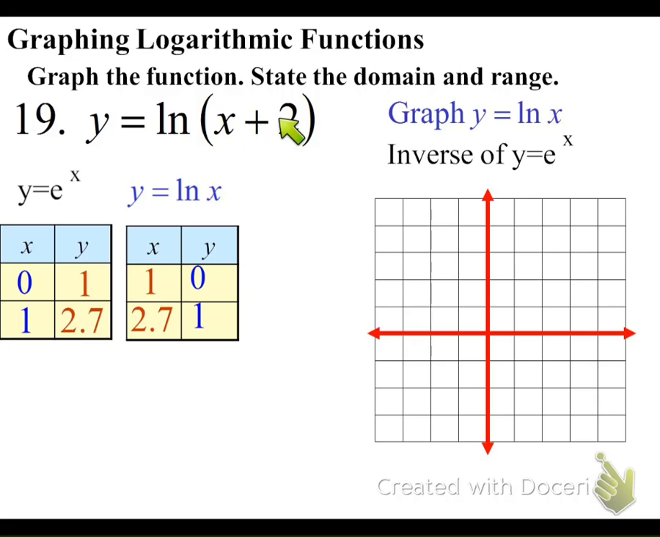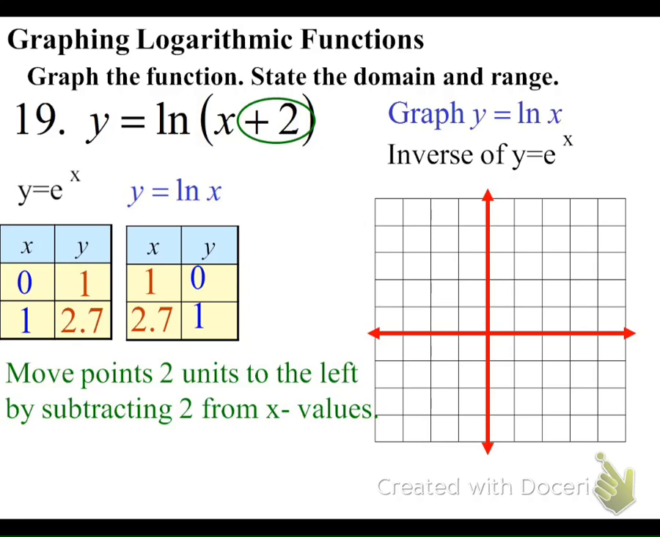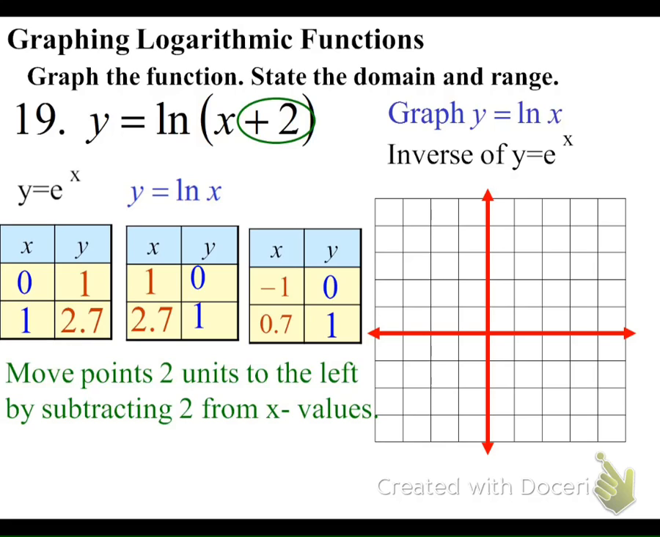Now, adding 2 to your x. So this is in parentheses. This is part of the input. What does that do to your graph? When it's in parentheses with the x, it's the opposite of when it's outside. When it's outside, not in parentheses with the x, it moves it up. When it's inside with the x, this one moves it left. Remember, if it's plus, you're going left. If it's minus, you're going right. So we want to move all the points to the left 2 units. The way you move to the left is you subtract 2 from the x values. So now I'm going to take these new x values and subtract 2 from them. Those are the points I want to graph.